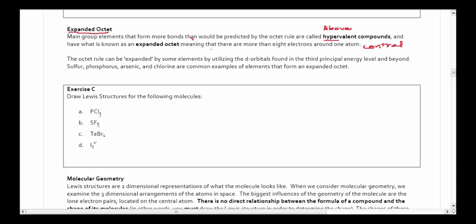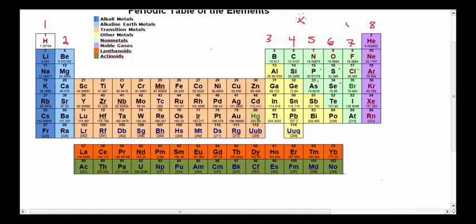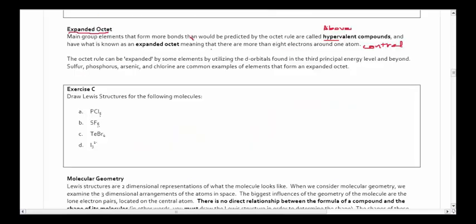TeBr4. So Te is a sibling of oxygen and sulfur and so on, so he's going to bring 6. I showed you that because sometimes he's tough to remember. So Te brings 6 electrons. You have bromine, which brings 7, and you have 4 of them, so that's a total of 28. 34 electrons divided by 2 gives you 17 pair.